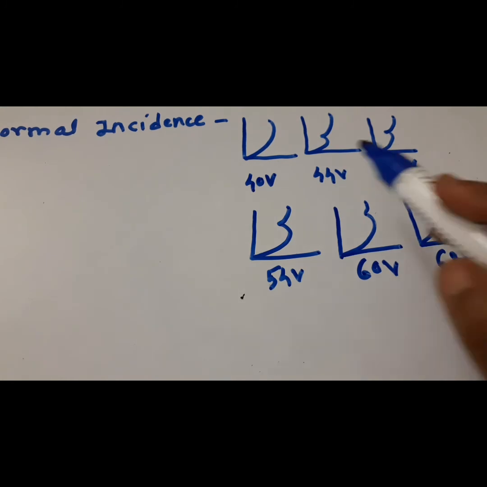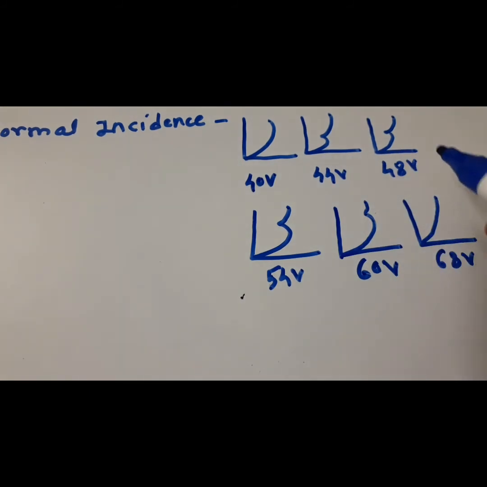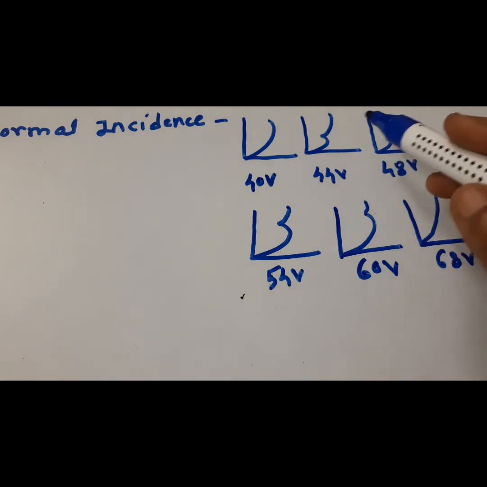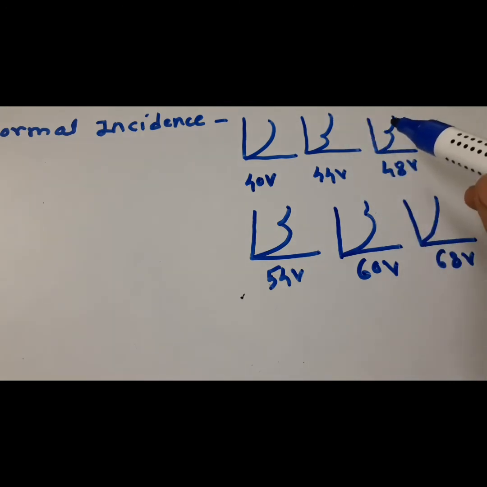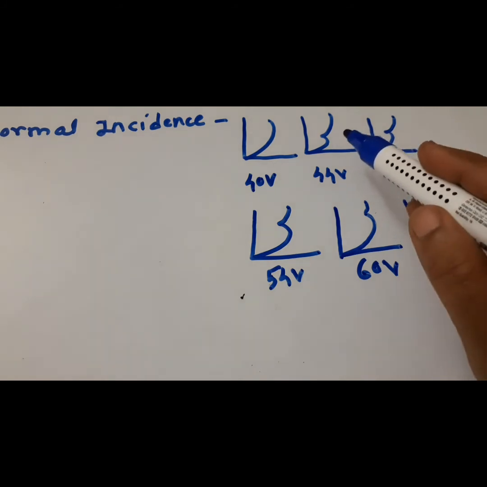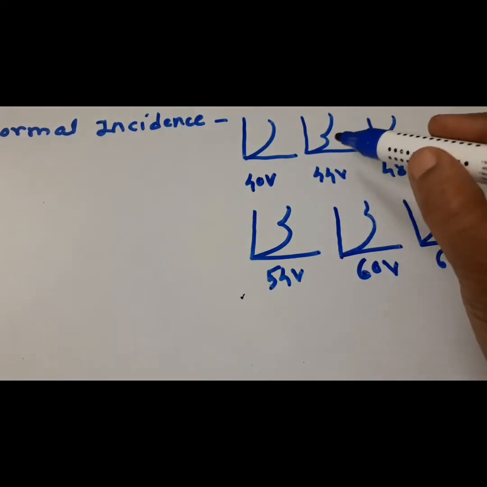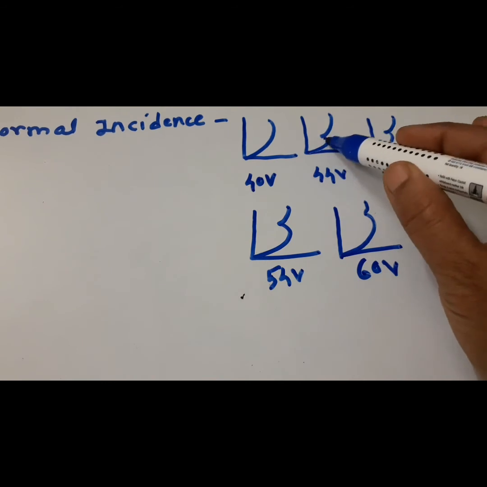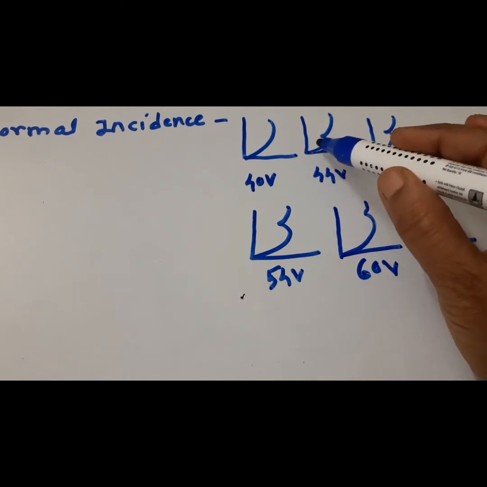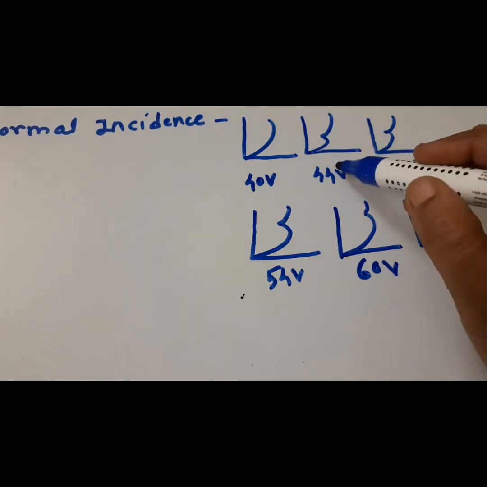While observing these curves, we will see the difference in these curves. Suppose these are the A, B, C, D, E and F curves. Now we will explain here: this is curve B, this is A. Curve B shows a bump at 44 volt, this is the bump, at 44 volt applied voltage. As the applied voltage increases, the bump also increases.